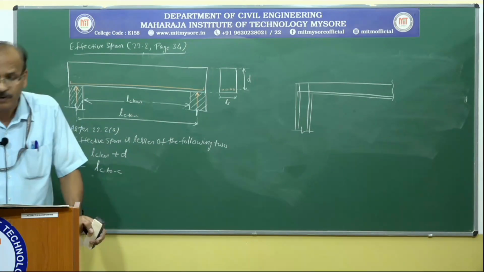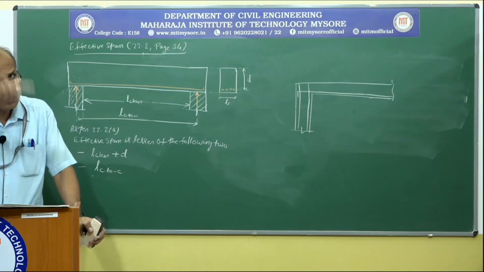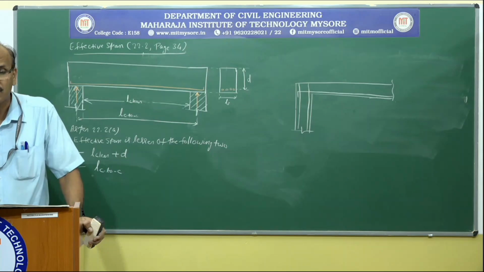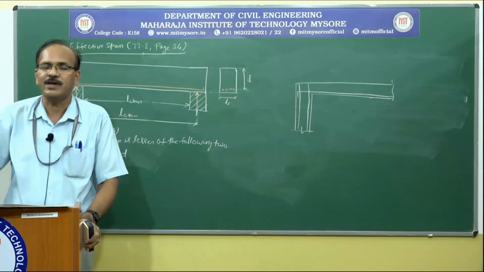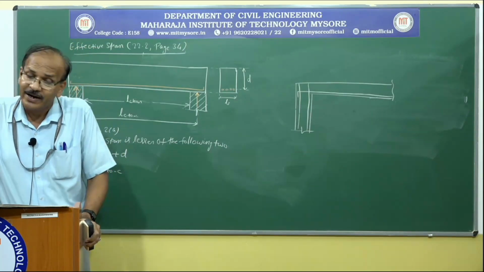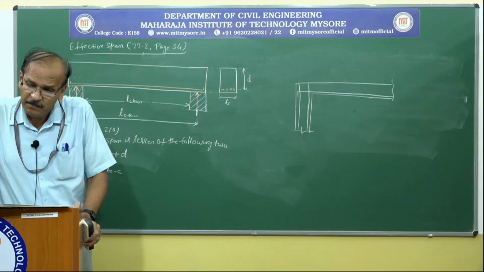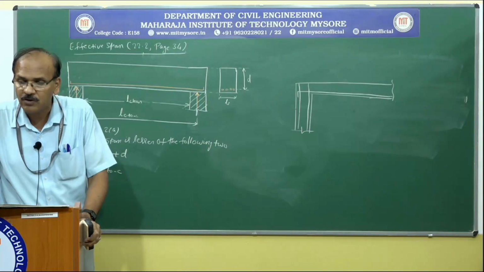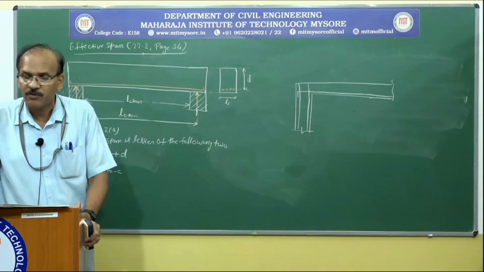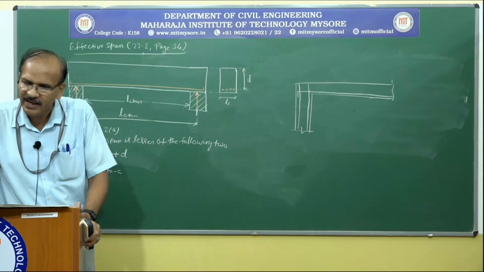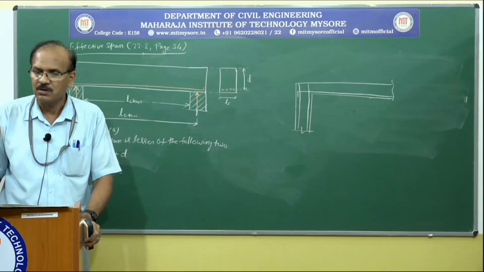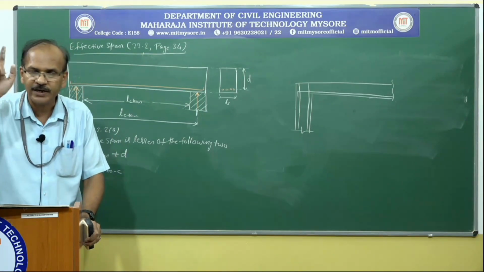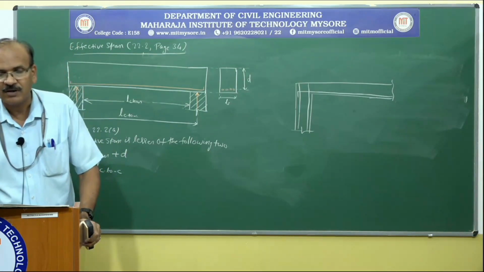Next, when we go to 22.2b, it goes to page number 35, first column. It says continuous beam or slab. That is not in your syllabus, and I am not going to discuss that. Next, it talks about cantilever, that is 22.2c, and 22.2d talks about frames. Frames also I am not worried about. I am going to concentrate on cantilever.